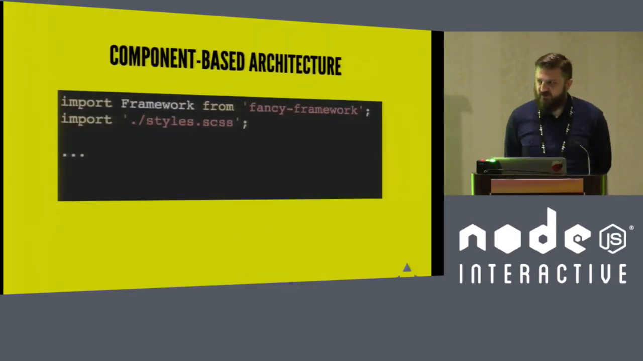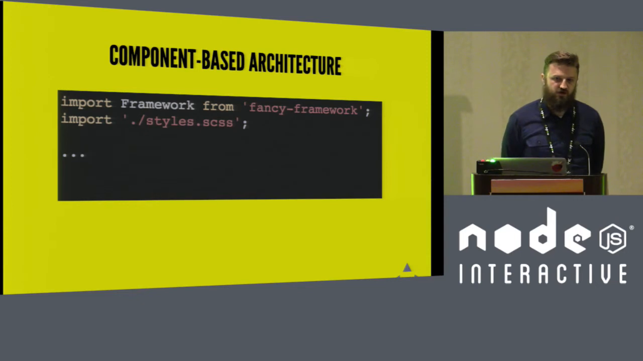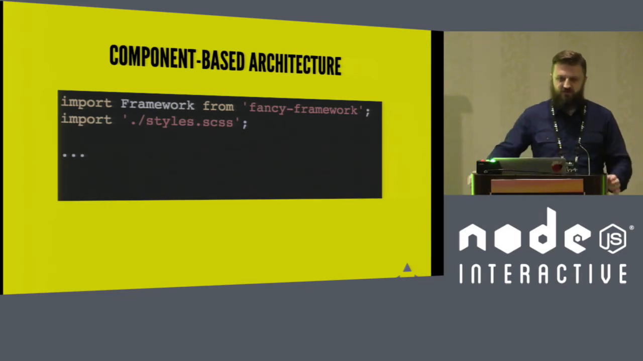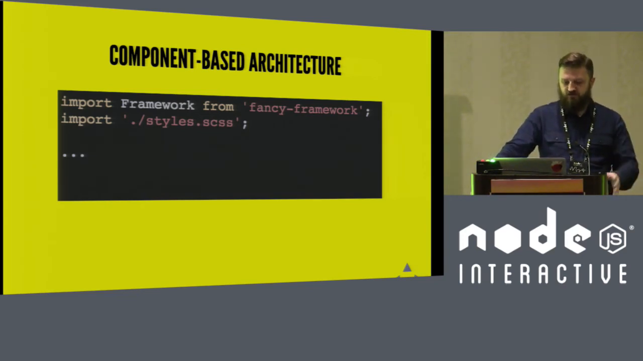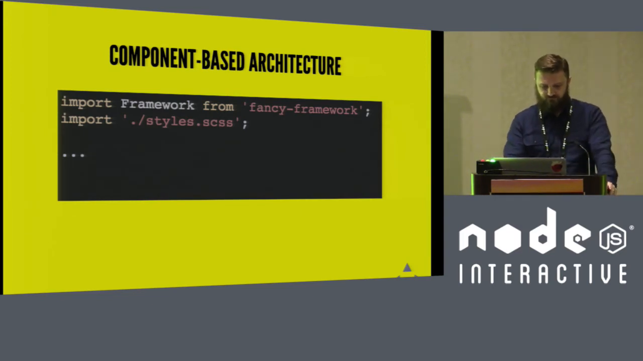What this enables is component-based architecture. Component-based architecture is a way to organize your application where every component will import all of its own dependencies. So if you have a component which has a particular style, it will import its own style. So we enable this with CANSSR.